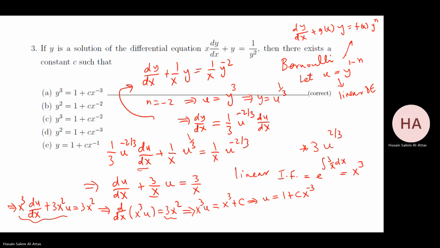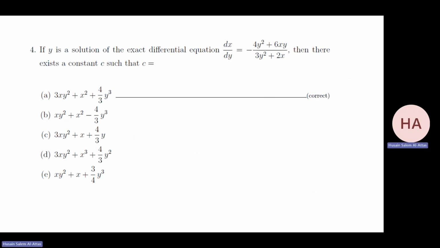And what is u? u is y cubed. So I have y cubed equal to 1 plus c x to the minus 3, since I need everything in terms of x and y. And this is my answer. Okay. Yeah, I think we did a good number. Let me check.